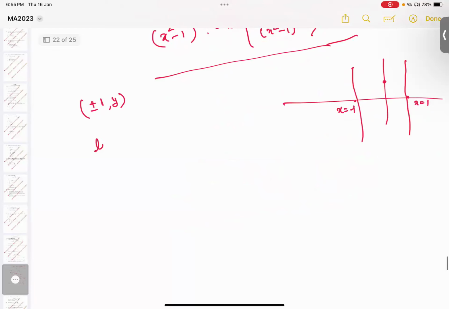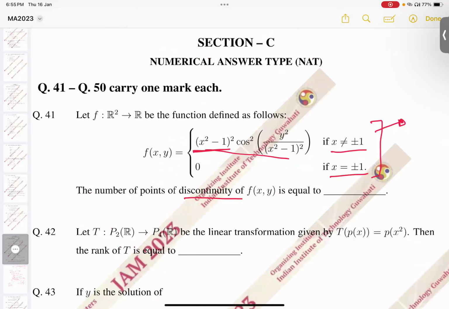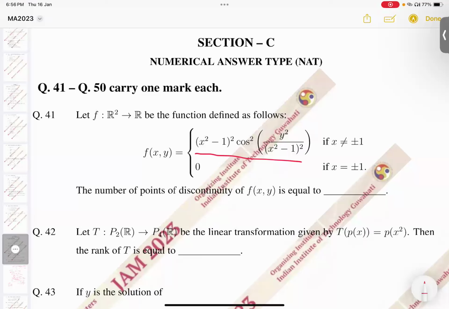Now, if you check the limit, x, y, say (x naught, y naught) is any particular point. Suppose this is any particular point either on this line L1 or on line L2. So if (x, y) tends to plus or minus 1, y naught, either plus 1 or minus 1, you can take any one. If you take this limit of f(x, y), right? Now see, your function is this function.